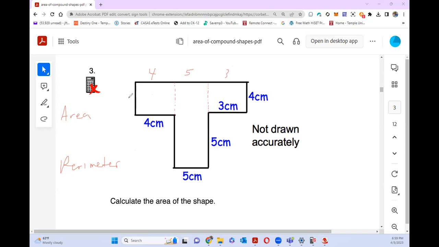This side is 4, this side is 4. Again, you got another rectangle here. This is 5, this is 5. Now you just add them all up because perimeter is the distance around. So 4 plus 4 is 8, 5 is 13, 16, 20, 23, 28, 33, 38, 42. So the perimeter is 42 centimeters.